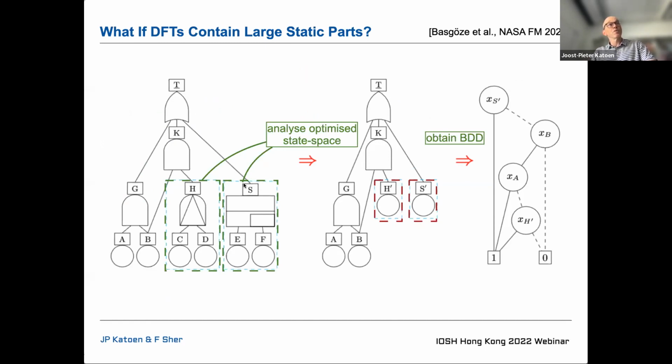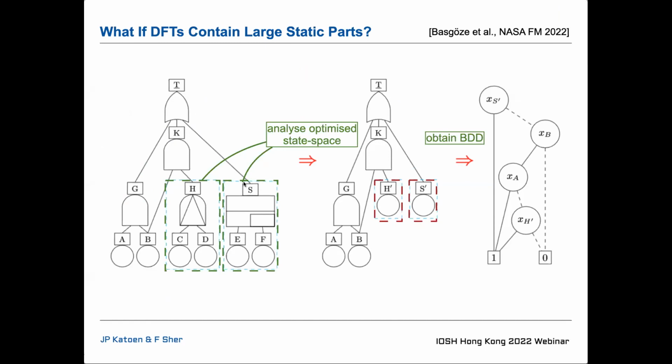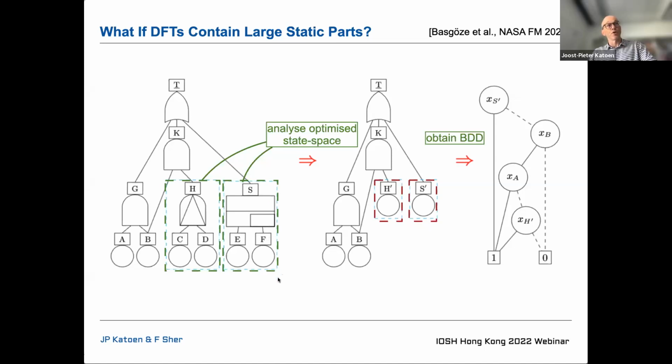What we're going to do is use our state space generation technique to analyze, for instance, the mean time to failure of those dashed boxes. That means in principle that in the tree, we just replace those subtrees by leaves, what you see here in the middle picture, H prime and S prime. And now the remainder is just a static fault tree, and the static fault tree can be analyzed by using BDDs, as I explained to you before, and this can be done very efficiently.